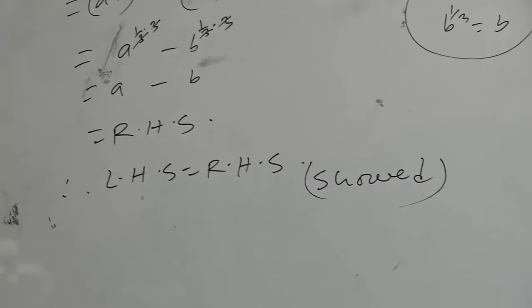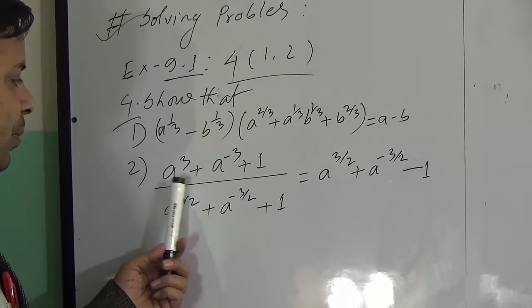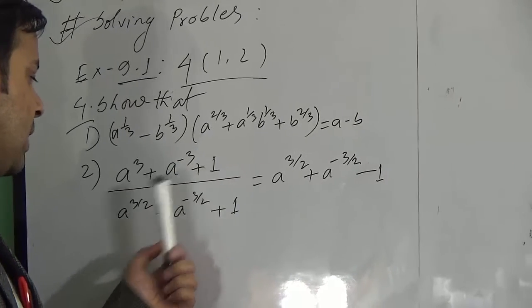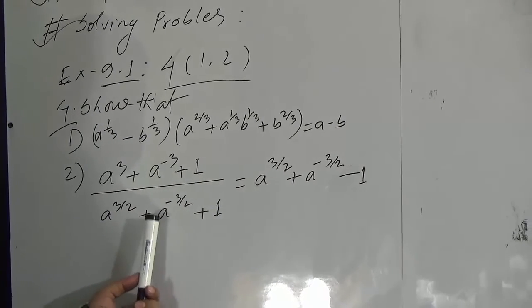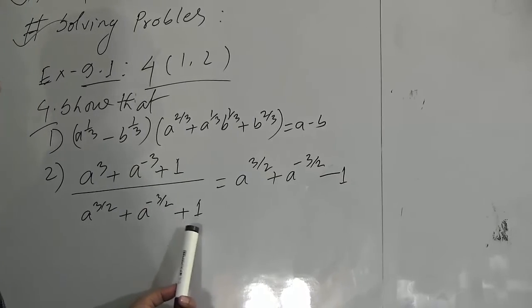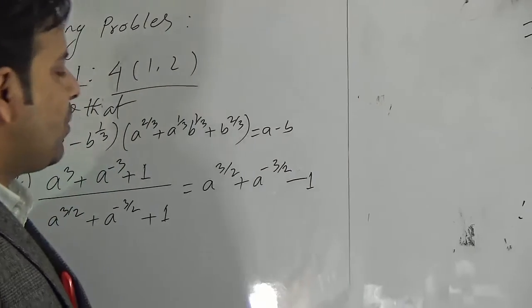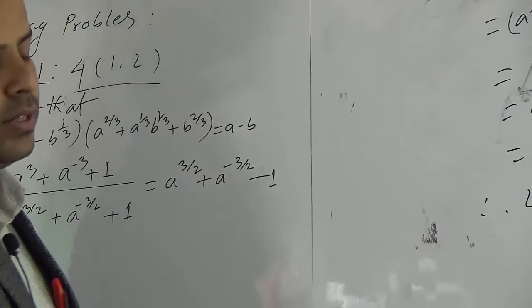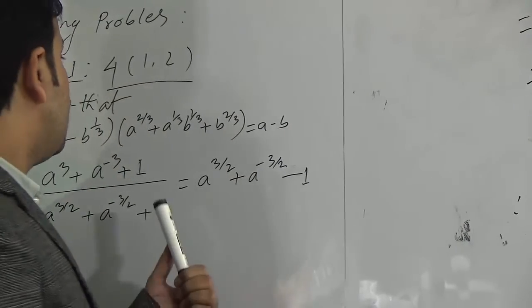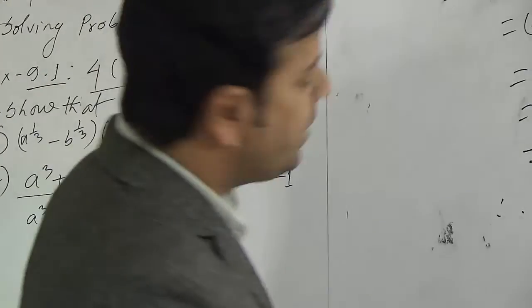Now we will solve the second problem. What is the second problem here? The second problem is: show that a cube plus a to the power minus 3 plus 1 divided by a to the power 3 by 2 minus a to the power 3 by 2 plus 1 is equal to a to the power 3 by 2 plus a to the power minus 3 by 2 minus 1. We need to show this. As we need to show this, we can write the left hand side again in case of question 2.